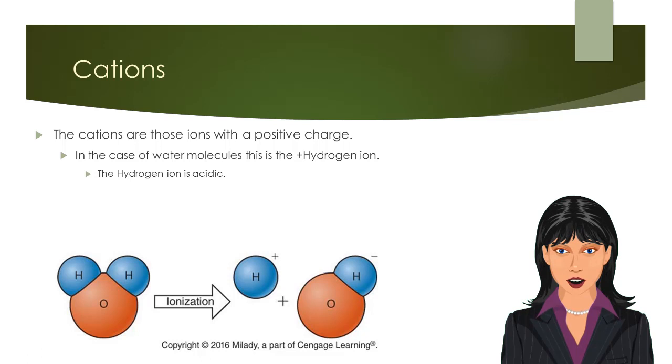When we separate a water molecule into ions, we get one positive hydrogen ion. This hydrogen ion carries a positive charge and is our cation. The cations are those ions with a positive charge. In the case of water molecules, this is the positive hydrogen ion. The hydrogen cation is acidic.